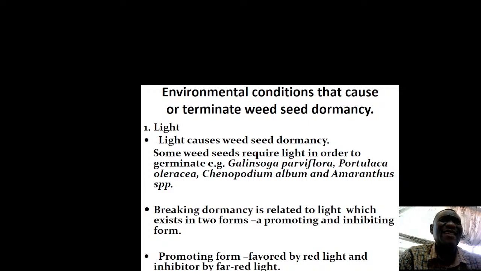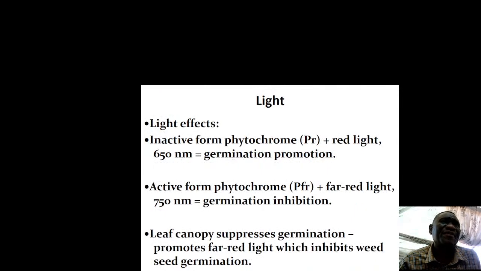Breaking dormancy is related to light, which exists in two forms: promoting and inhibiting form. The promoting form is favored by red light and the inhibiting form by far red light. So let us look closely at the light effects. Inside the seed, you have the inactive form of phytochrome. If you expose it to red light, you can promote germination. Then you have the active form, which is PFR. If you expose it to far red light, you inhibit germination.